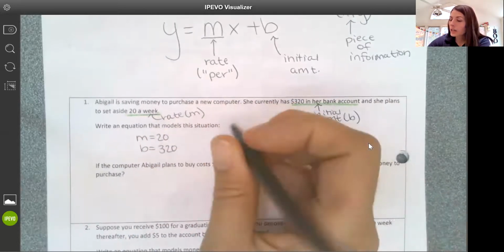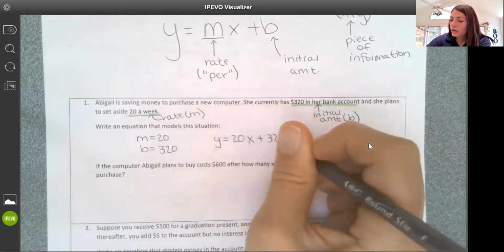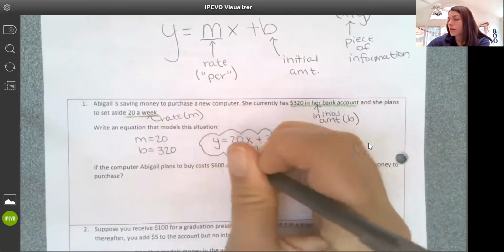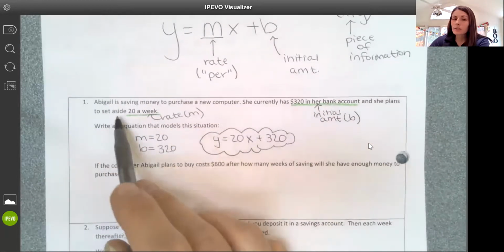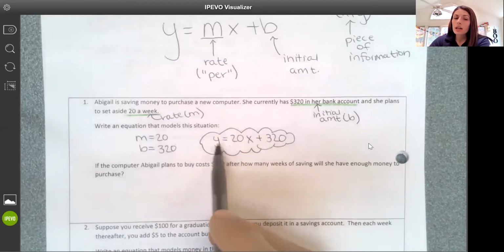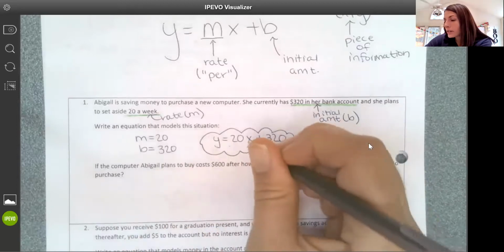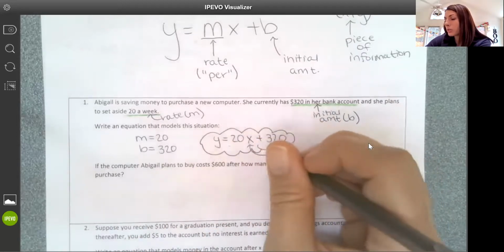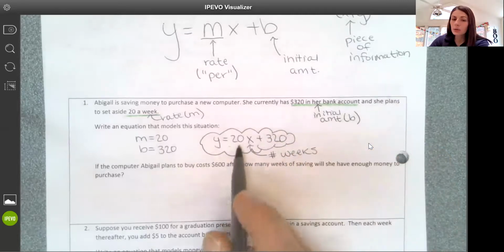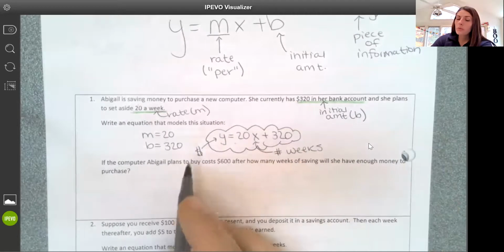All I need to do is put that into my equation. For this one, I don't have to do any solving. I'm just going to put those together into my equation. Here's my equation that represents Abigail's saving for her new computer. She has $320 and she wants to save $20 a week. Now it's good to identify what our variables represent in this equation. X is being multiplied by the $20 going in per week, so x is the number of weeks that have passed by. If we plug in certain values for weeks, it would give me out the amount of money in her account.